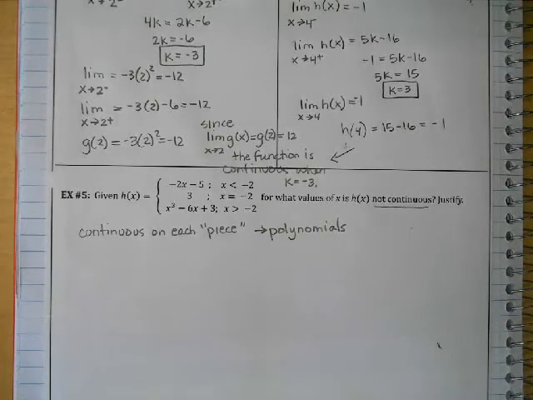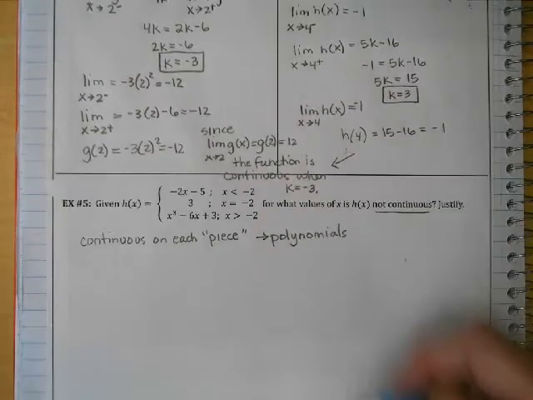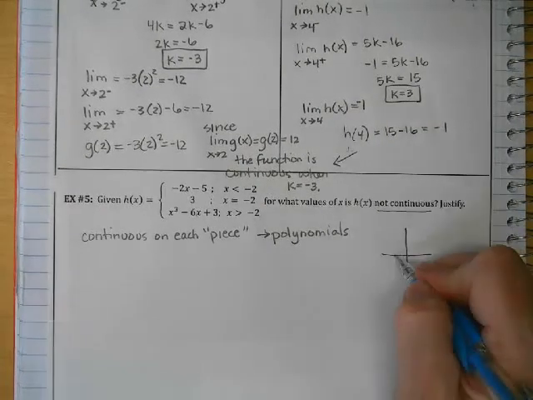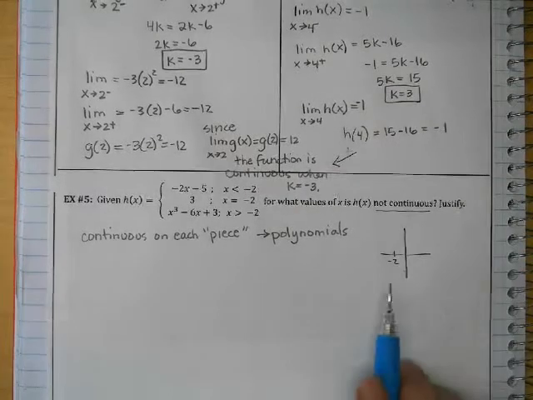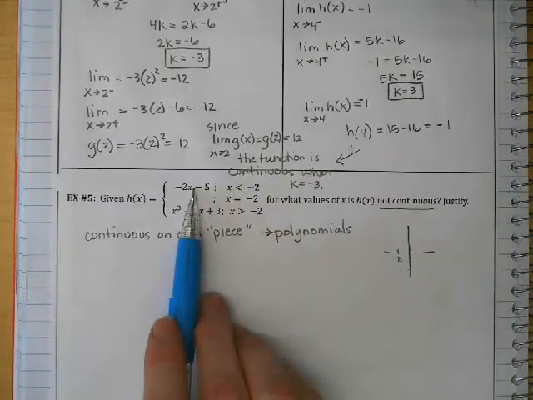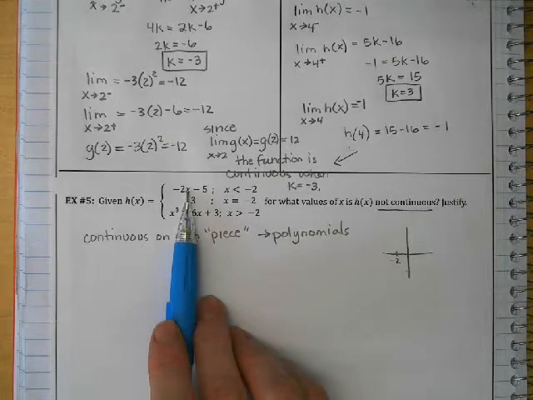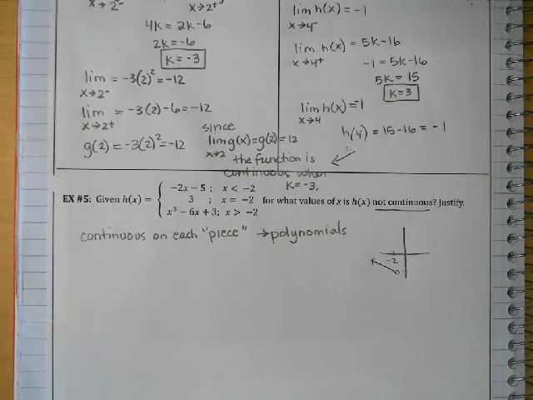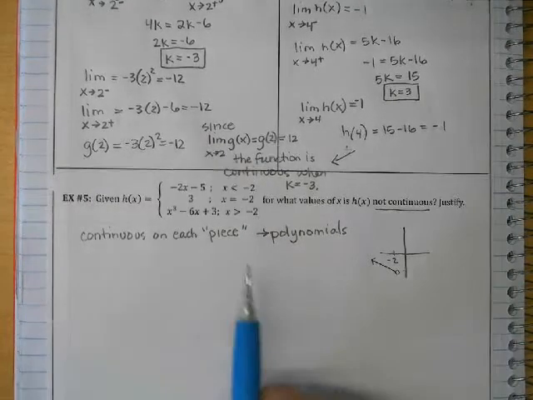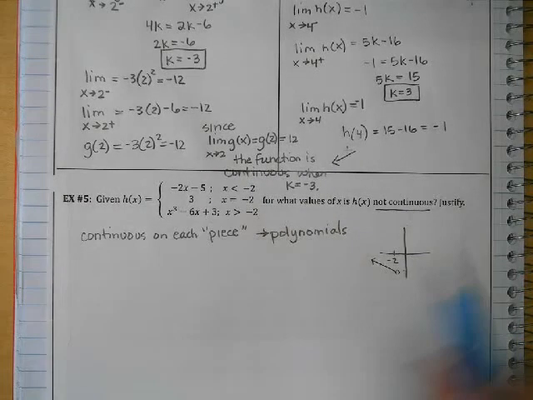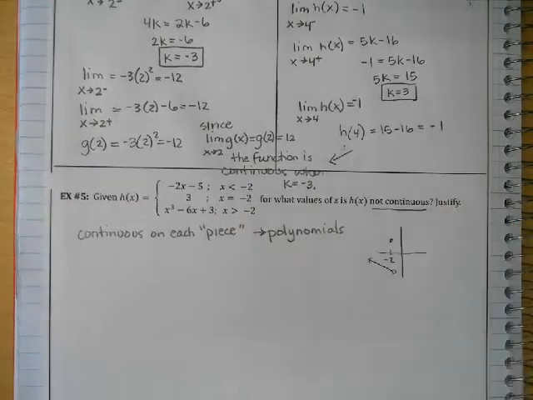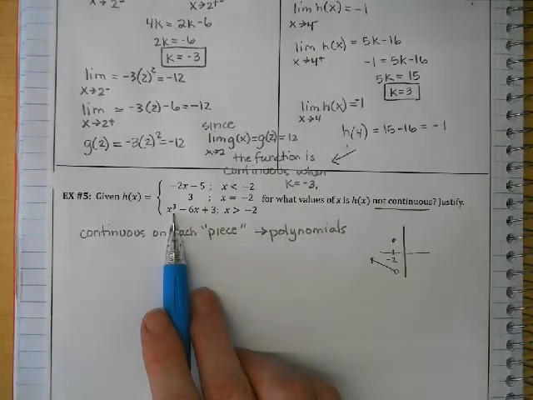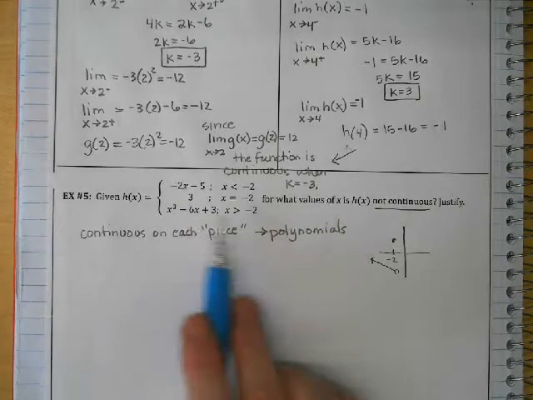Are all these pieces hooking up at -2? Now, if I wanted, I could sketch a little graph of this thing. I would see that if I'm less than -2, that's the graph of a line, and it's going to look something like that. It tells me when x is -2 that y is 3. And when x is greater than -2, it's some cubic function.